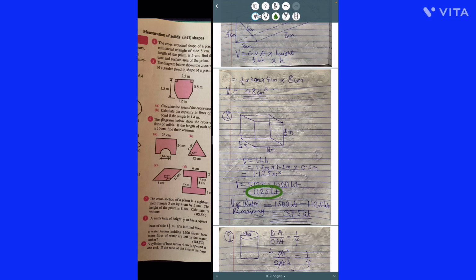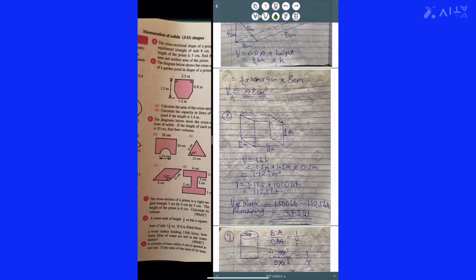1,125 liters. So if the tank is filled from a water tanker that holds 1,500 liters of water, subtract the volume of the tank from the volume of the water tanker, you get the volume of water remaining. This is the volume of the tank, and this is the volume of the water tanker. So we did the subtraction to get the volume of water remaining.